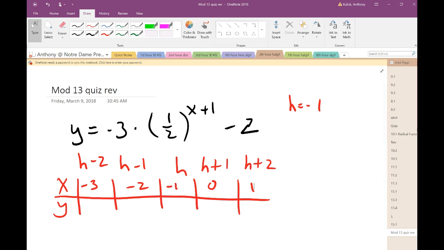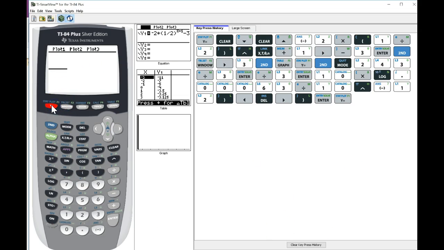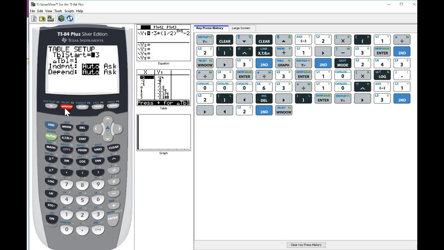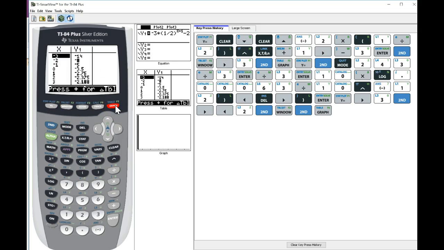I'm going to use my calculator to get them all at once, but you could plug them in one at a time if you wanted to also. That's not incorrect. Let's see, I wrote something different than last hour. This is what I typed in. So I type that in, and then I'll go to my table set. My table minimum value should be -3, and my table's going up by 1s. So that's all set. And then we'll hit graph. So my y values are -14, -8, -5, -3.5, and -2.75.